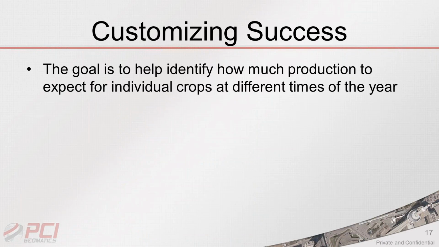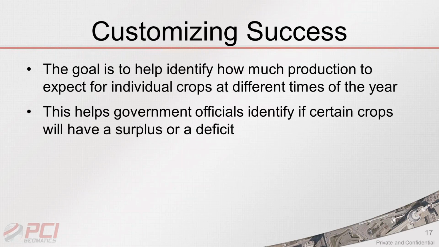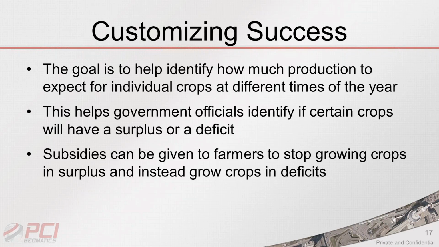So the goal of the Taiwan Agricultural Research Institute is to help identify how much production to expect for individual crops at different times of the year. This helps the government officials identify if certain crops will have a surplus or a deficit. As a result, they can offer subsidies to farmers to try to convince them to grow crops in deficit instead of crops in surplus.